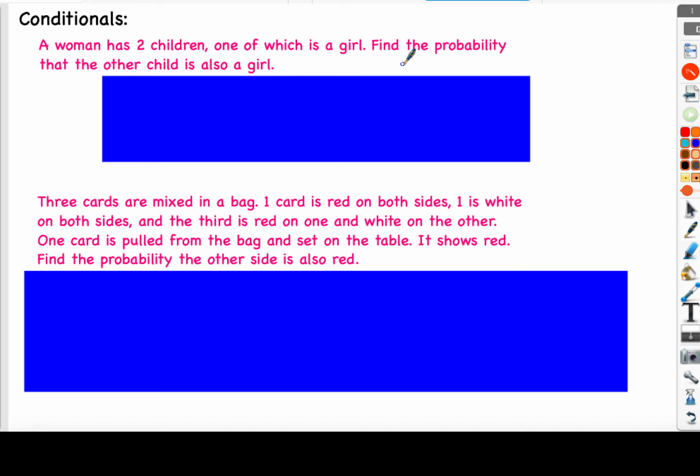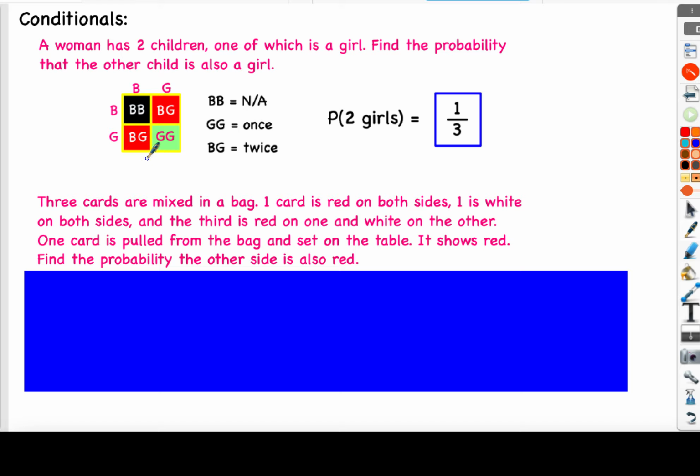And you might be thinking, by the way, on this one, this is a little bit tricky. A lot of folks look at this and say, oh, well, if one of them's a girl, the other one's either a boy or a girl, it's a 50-50 chance. Well, that's not quite the case. Let's use a Punnett square to help ourselves out here.